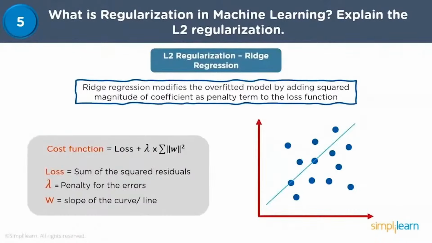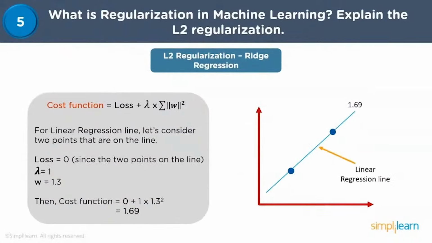Now L2 regularization is also known as ridge regression. So ridge regression modifies the overfitted model by adding the squared magnitude of coefficient as a penalty term to the loss function. So on the right you can see a set of data points plotted, and we have our linear regression line, and here we are calculating the cost function for the ridge regression line. So our cost function is actually loss plus lambda times the summation of w squared, where loss is actually the sum of squared errors or squared residuals. Lambda stands for penalty for the errors. W is called the slope of the curve or line.